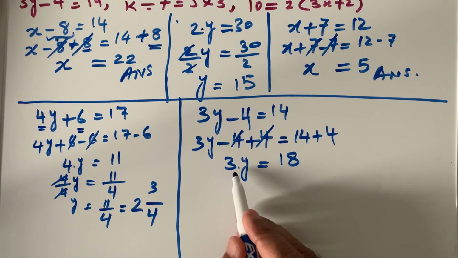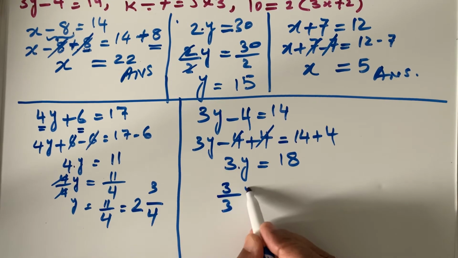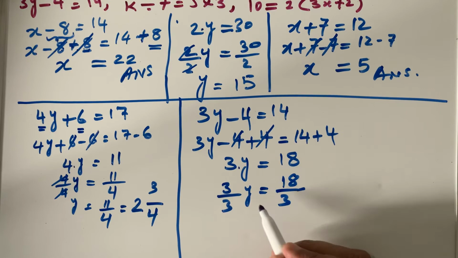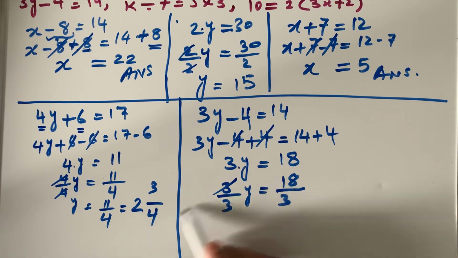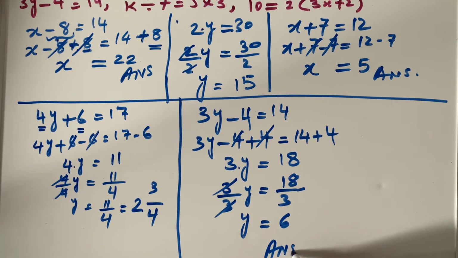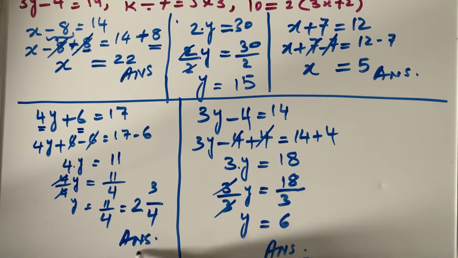So we can see that 3 is being multiplied by y. To get rid of 3, I need to divide both sides of the equation by 3, right? Because what I did on the left side, I have to do the same on the right hand side. So isolating y gives me 3 times 6 is 18, so y is 6. This is my answer, right? So I hope you understand it.